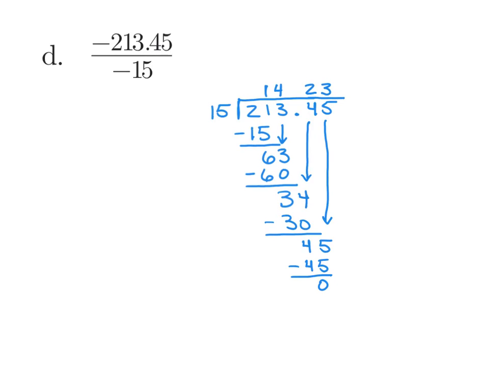All right, so our next step is we want to move our decimal point straight up into our answer. And then finally, we want to determine the sign of our answer. So we have a negative divided by a negative becomes a positive. Our two negatives cancel, and so my final answer is 14.23.